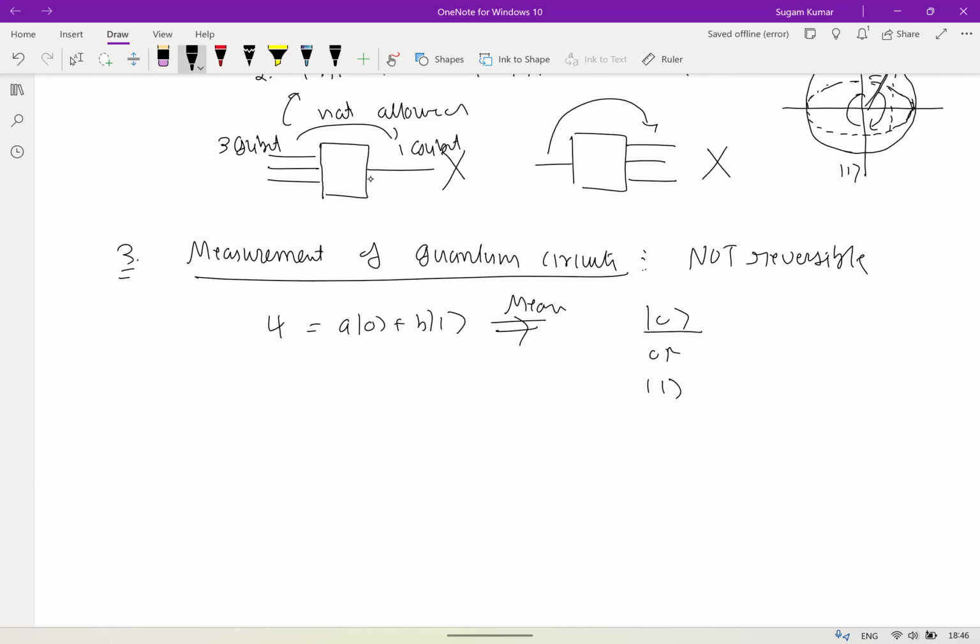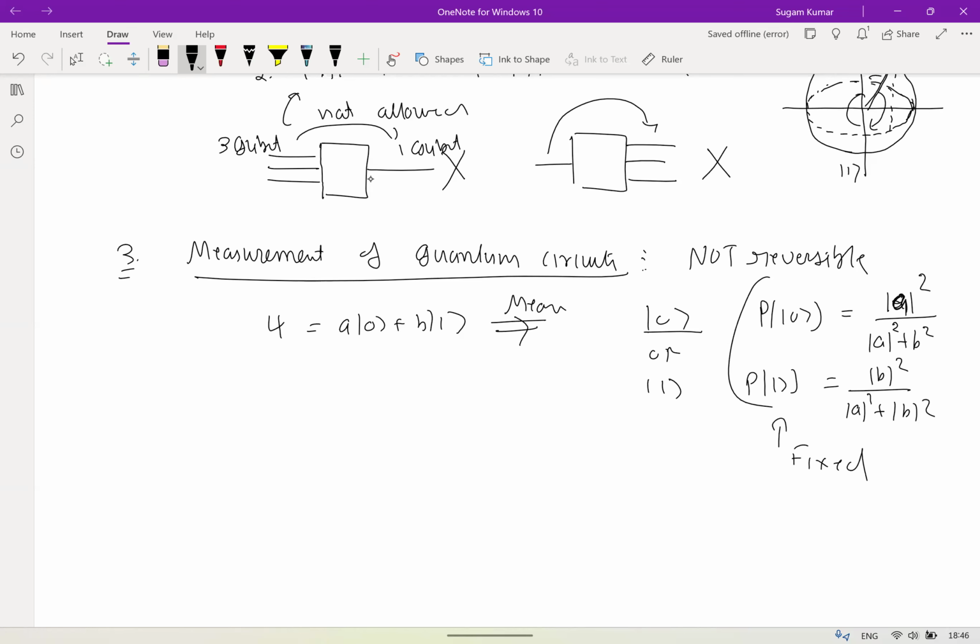So in the quantum system, the only thing which is fixed in the measurement is the probability. The probability of getting 0 will be equal to A square divided by A square plus B square. And the probability of getting 1 is B square divided by A square plus B square. So only these terms are fixed, but the remainder is going to be destroyed completely.